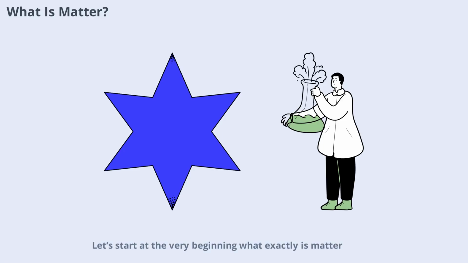Start at the very beginning. What exactly is matter? Matter is anything that has mass and takes up space. That means everything you see around you, your desk, the air you breathe, even the water you drink is made of matter. From the tiniest grain of sand to the largest mountain, matter forms the foundation of our physical world.